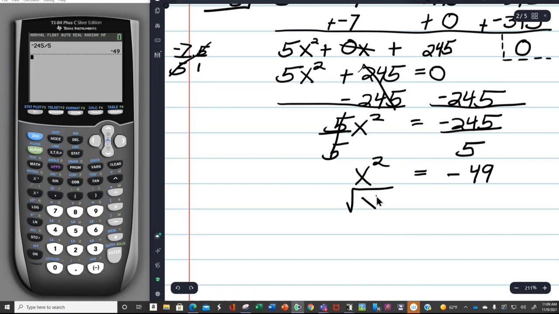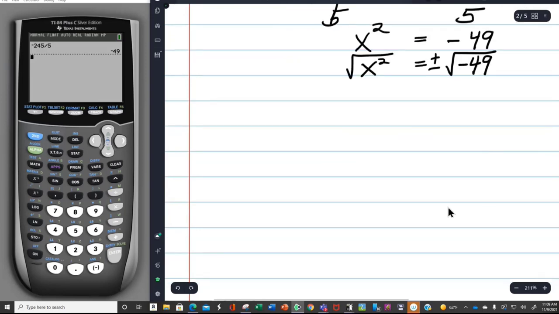Let's come down to a different line. Plus or minus the square root of negative 49. Well, that's going to be a complex number. We don't have any real numbers that have negative radicands when it's a square root. All right, so x equals plus or minus the square root of negative 1 times 49. We're going to go through all the steps here.